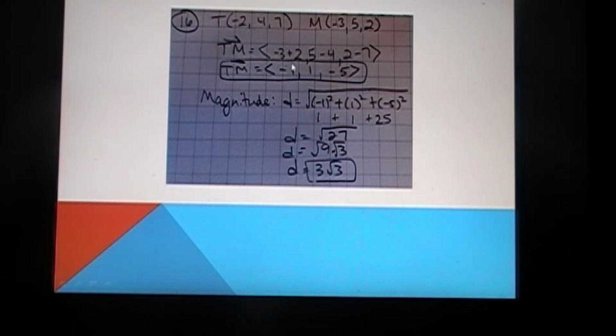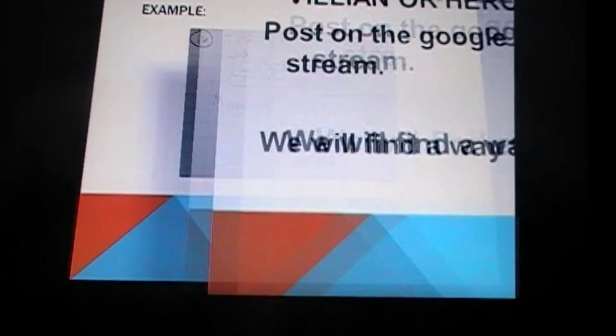Now let's find the magnitude. Notice I didn't have to do it again. I could just use these values. This -1 squared plus 1 squared plus -5 squared, and I took the square root of it. That gave us the square root of 27, which can be broken down to the square root of 9 times the square root of 3, which is 3 square root of 3. Yes, we've just done three-dimensional vectors.